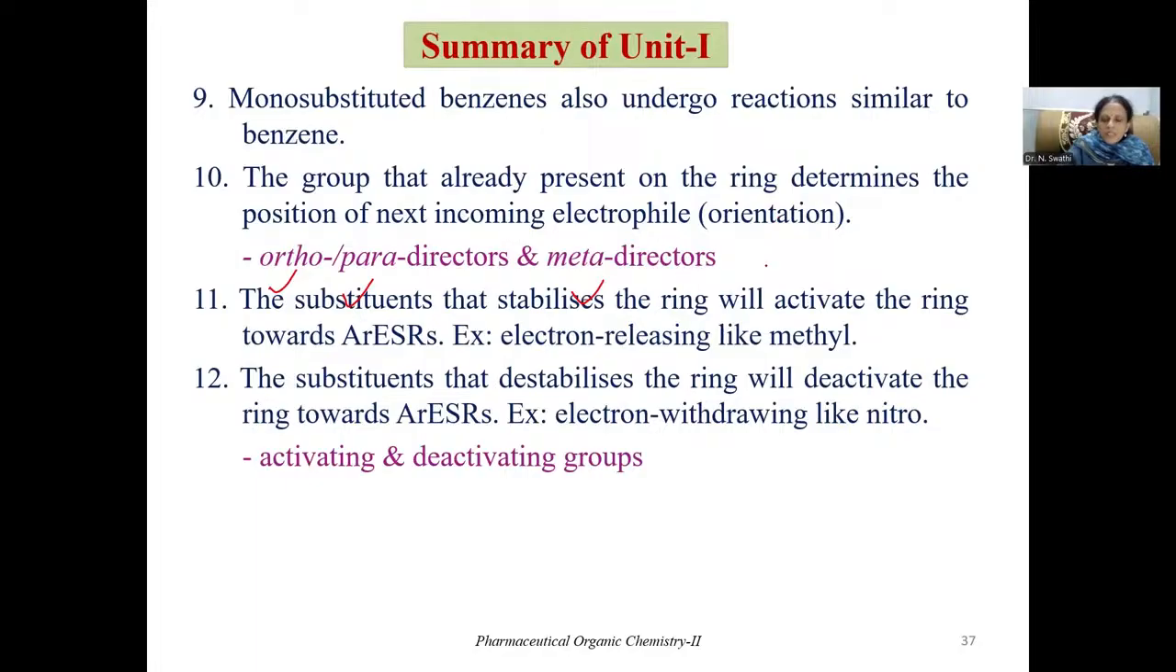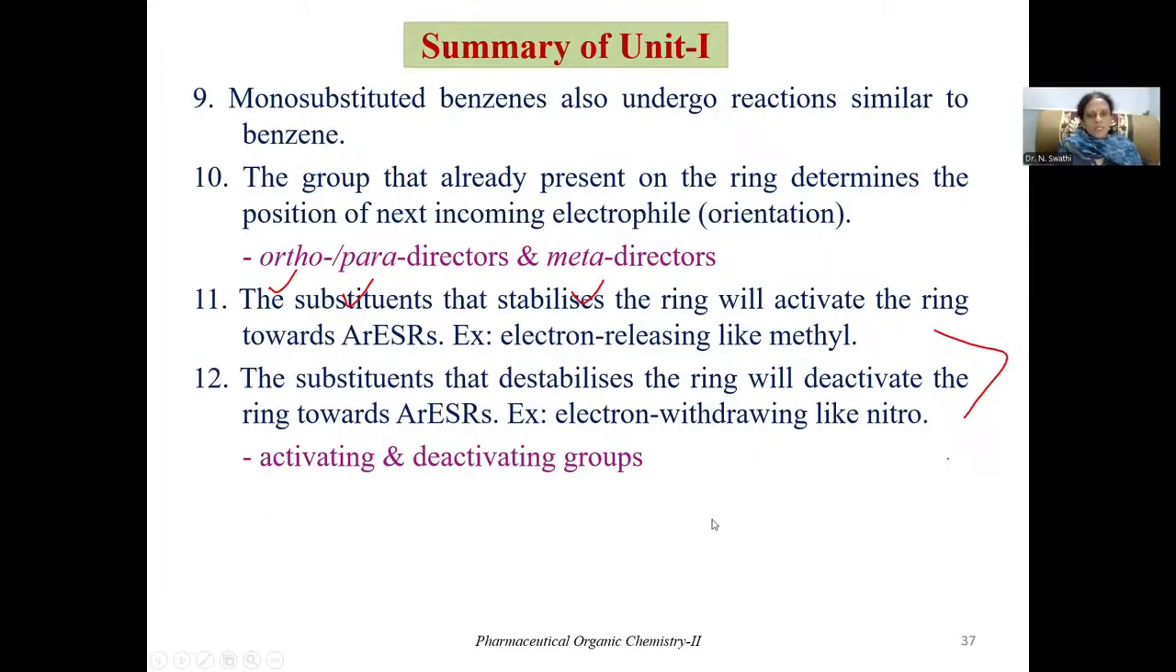Okay, so the substituent that stabilizes the ring will activate the ring system towards the electrophilic substitution reaction. This is what we have noticed under the reactivity of toluene over nitrobenzene. So these two points are related to reactivity. The substituent that destabilizes the ring will deactivate the ring system towards the electrophilic substitution reaction. Groups like nitro, which are electron withdrawing groups, will deactivate the ring system. So accordingly, we have also discussed the activating and deactivating groups.